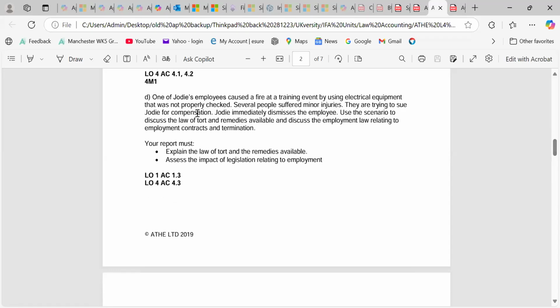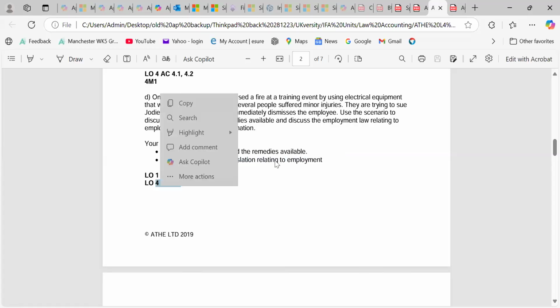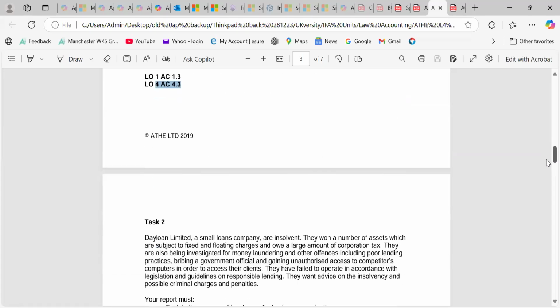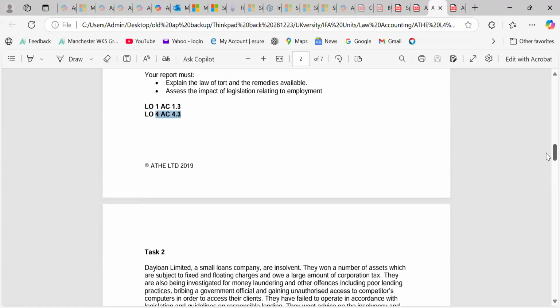Then, if you look at part D, one of Judy's employees, because our LO3 was more about employment law. Explain the law of tort and remedies available in this case, and the impact of legislation relating to employment. So we have LO1.3, so again go back to lesson 1 and open 1.3, and the second is LO4, which is employment laws. We discussed GDPR, the Health and Safety Act, and national minimum wage, so various legislation. So that covers our task one.